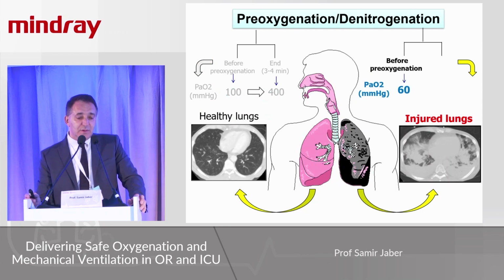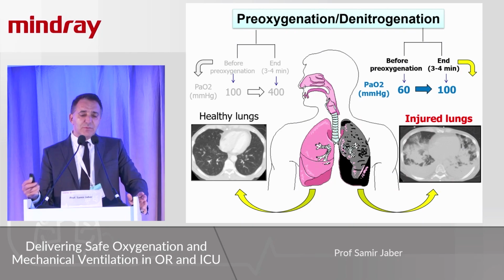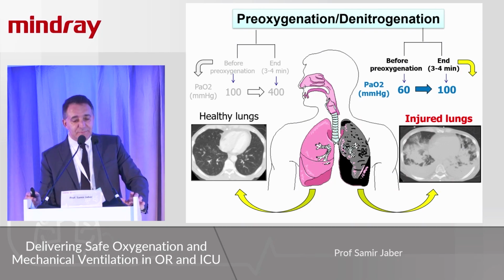However, this is not true in injured lung patients. For example, you know that you have reduction of lung volumes. In this patient, the PO2 is around 60 millimeters of mercury under ambient air. And after preoxygenation with the classical oxygen balloon, you probably cannot reach 100 millimeters of mercury. So the oxygen reserve in this case is very low. And then if you have some difficulties intubating the trachea of this patient, you can have anoxia and death can occur.